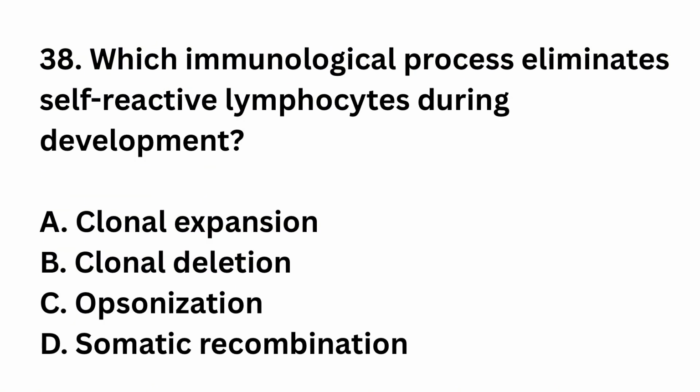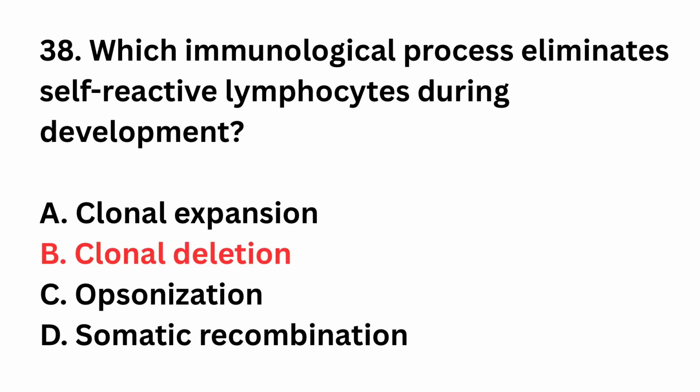Question number 38. Which immunological process eliminates self-reactive lymphocytes during development? Clonal expansion, clonal deletion, opsonization, somatic recombination. The right answer is option B, clonal deletion. Self-reactive lymphocytes are destroyed during maturation. This helps prevent autoimmune diseases.